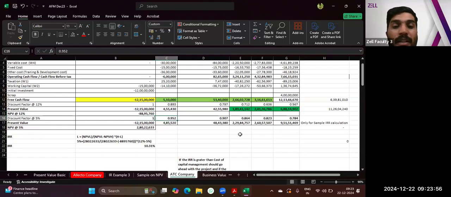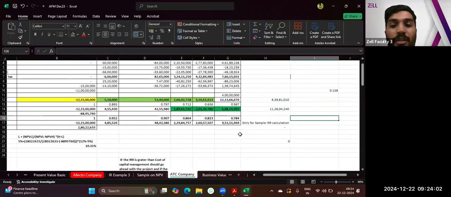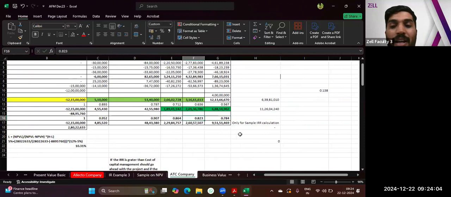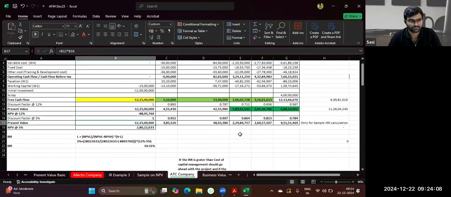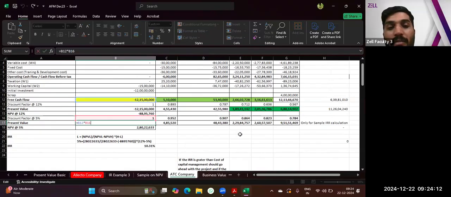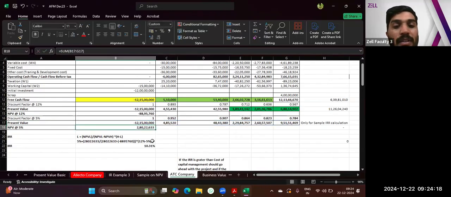So at 5%, these are my discount factors: 0.952, 0.907, 0.862, 0.823, and 0.784. Clear? I calculate the present value based on my cash flows, and I calculate my NPV. So I have two NPVs now.